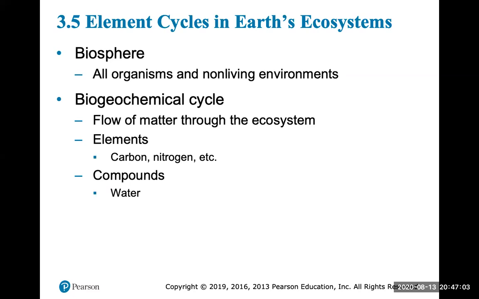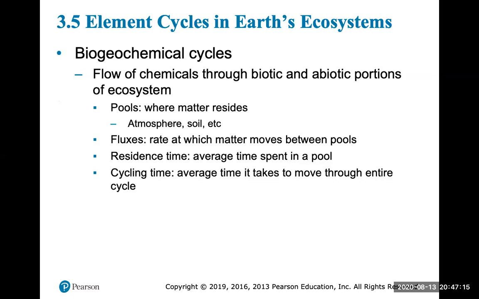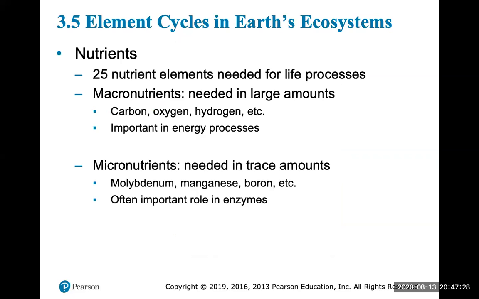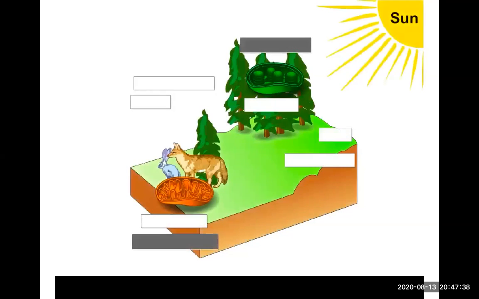The biosphere is all organisms and non-living environments, and the biogeochemical cycle is the flow of matter through the ecosystem. The main elements involved here are carbon and nitrogen, and the compound is water. This cycle has different pools where the matter resides, and here's a main look at this biogeochemical cycle. There are 25 major nutrient elements needed for life processes. There are macronutrients and micronutrients. This is a great video example taking you through that.